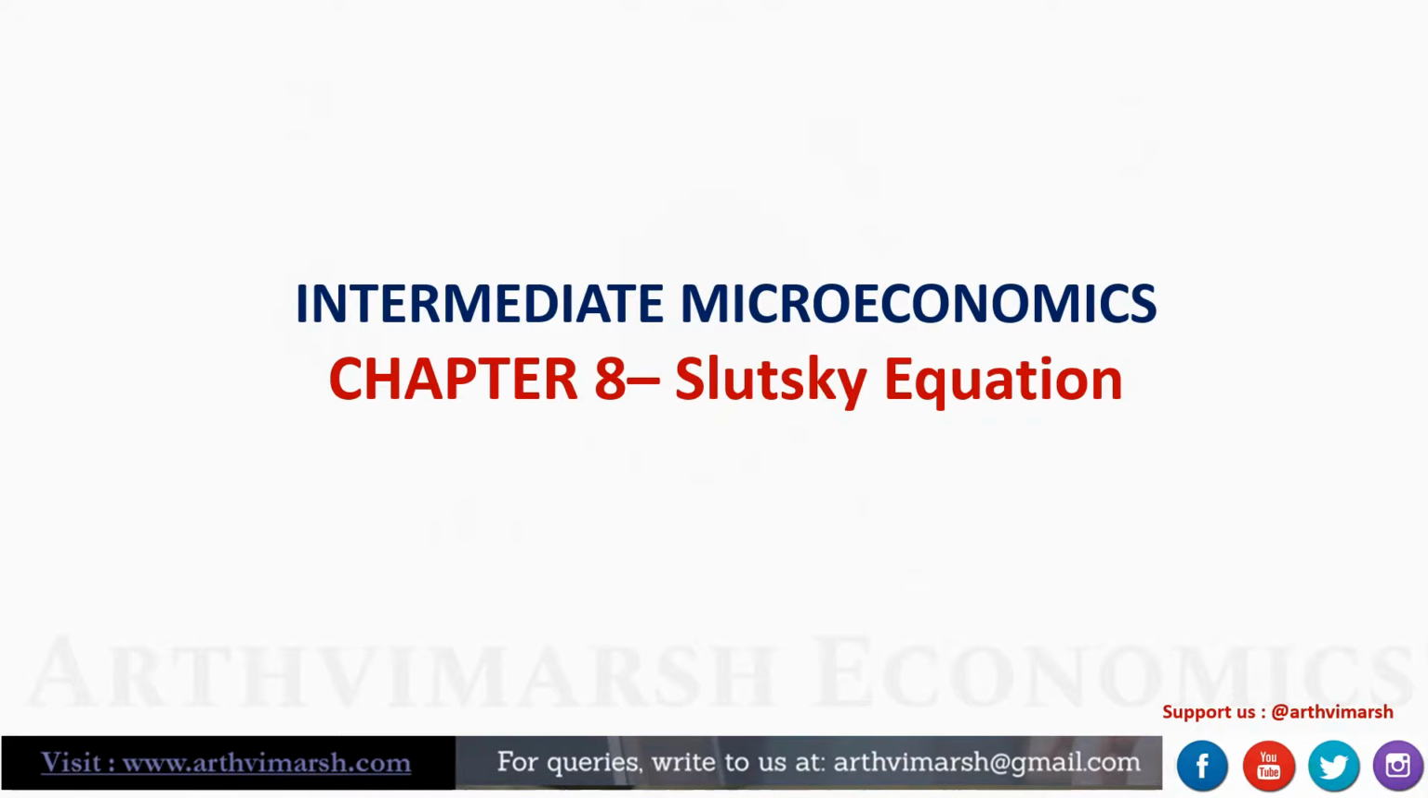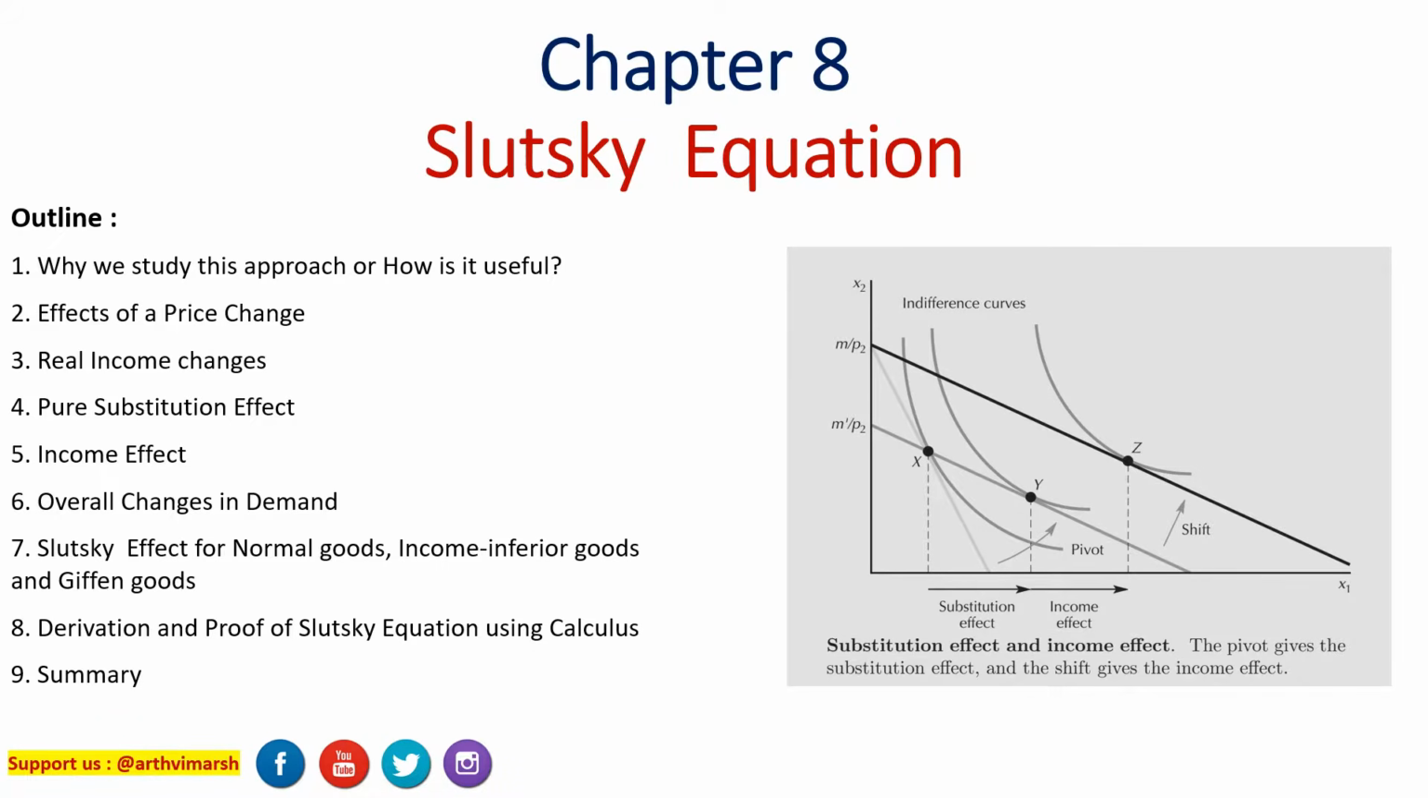In this video, I'm going to explain the summary of Chapter 8, that is the Slutsky Equation. This is the outline of the chapter. We'll start off with a discussion on why we study this approach and how it is useful. Then effects of price change and real income changes. Then we move to the discussion on pure substitution and income effects, and simultaneously overall changes in demand. In the penultimate section, we'll be talking about the Slutsky effect for normal, inferior and Giffen goods. And finally, we derive the proof of the Slutsky equation using calculus and conclude the chapter. So let's begin.